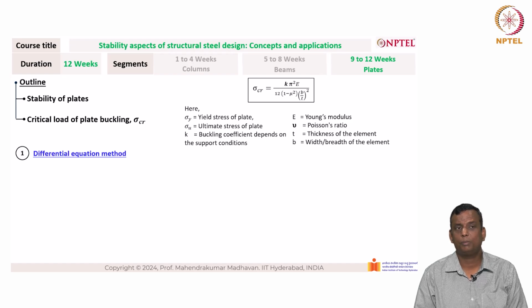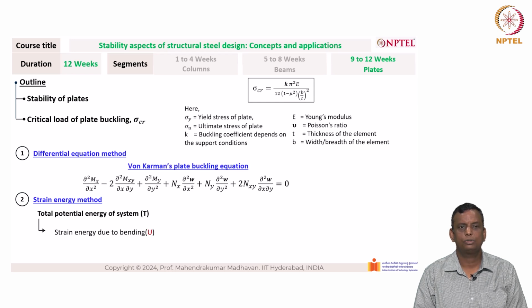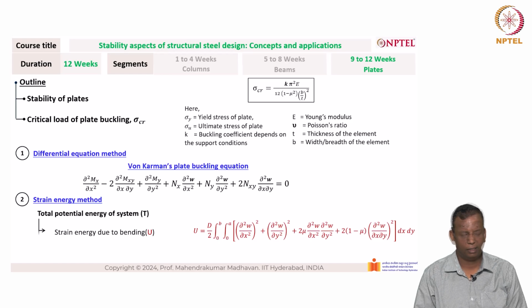We will discuss two approaches in this class. The first one is the differential equation method, where we use the common plate buckling equations. The next one is the strain energy method, where it takes into account the total potential energy of the system, and that includes the strain energy due to bending, which can be seen from the equation on the right side. We will also talk about the potential energy due to external loads V. The equation is also given here.